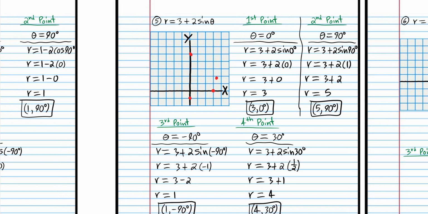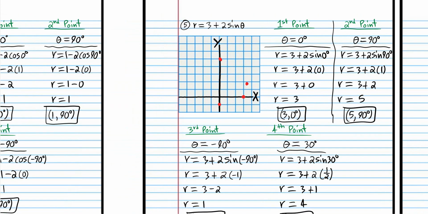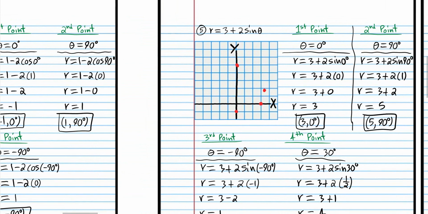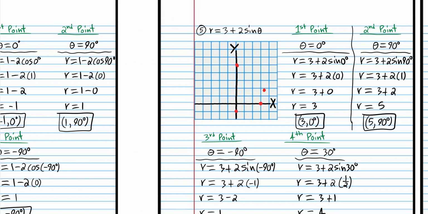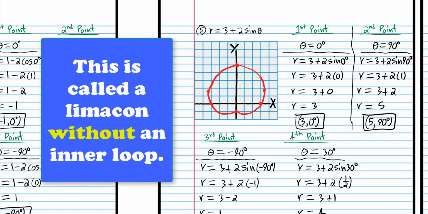Okay, so now we can go to the calculator. We have a pretty good idea of what it looks like. So, looks like it's going to be something like this. We see we have symmetry. So we can plot that point and this point and use those points to help us, again, using symmetry. And it kind of looks like an upside down heart.